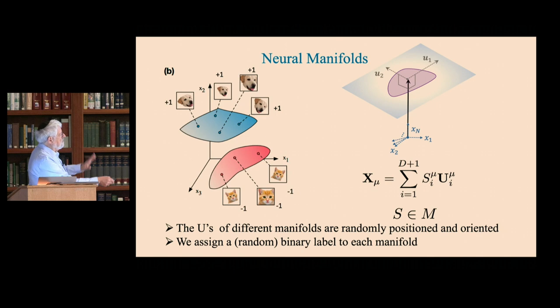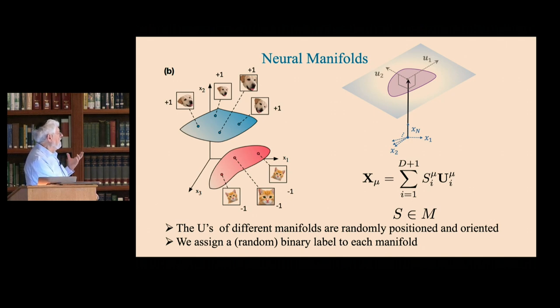So the u's are the orientation of the manifold, if you want, defining the subspace. The s_i are the parameters within this subspace that characterize each individual point on the manifold, and they obey some geometry or some constraint, which defines the shape of the manifold within the subspace. So each manifold defines a d-dimensional subspace, and some constraints on the shape of the manifold within the subspace. That's basically what we mean by neural manifolds.